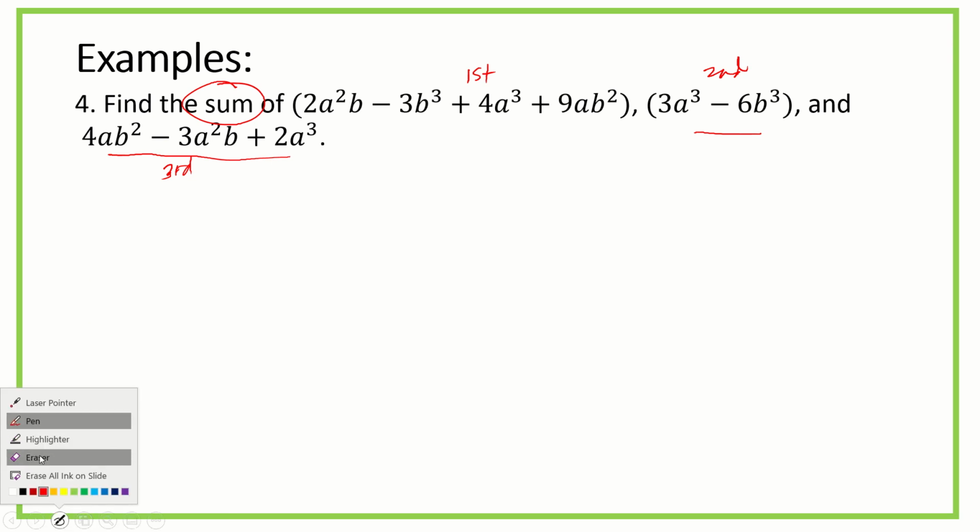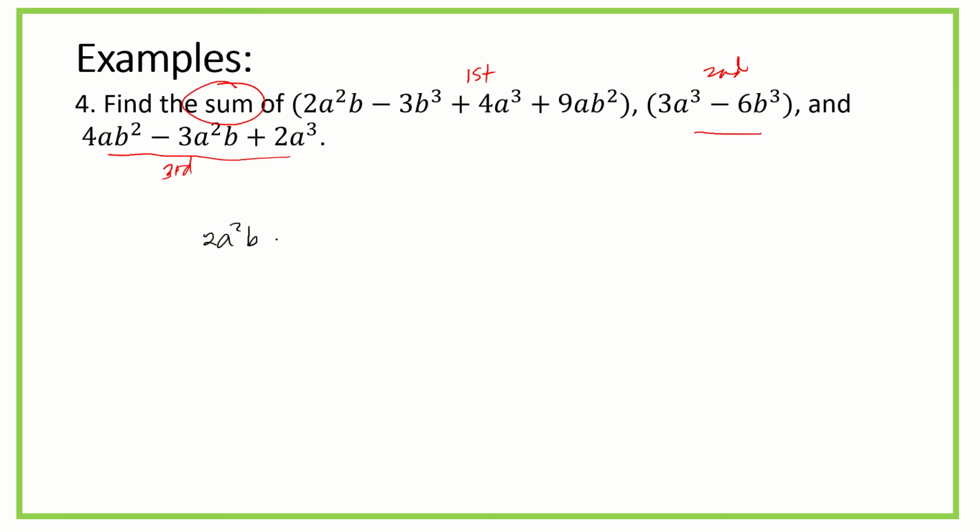Okay. Now, notice that in our first polynomial, all of the degrees here would be 3. Because this is 2 plus 1, so 3. This is 3 as well. This is 3. This is 1 plus 2, so 3. So, meaning no need to rearrange them. So, better you just copy it. 2a squared b, then minus 3b cubed plus 4a cubed plus 9ab squared.